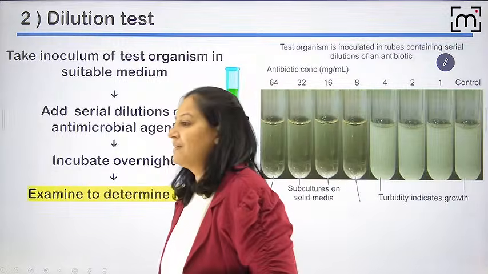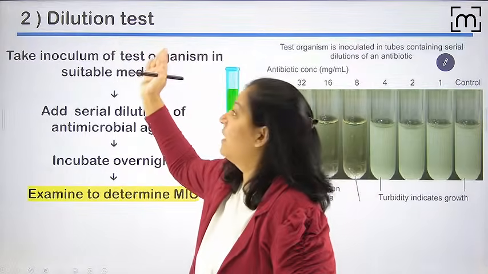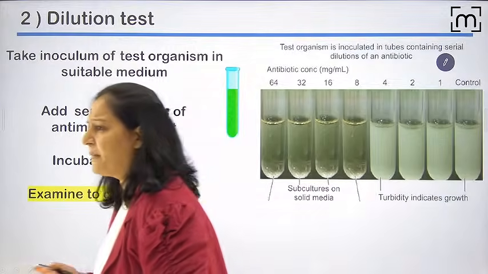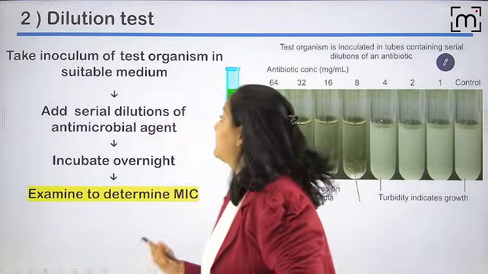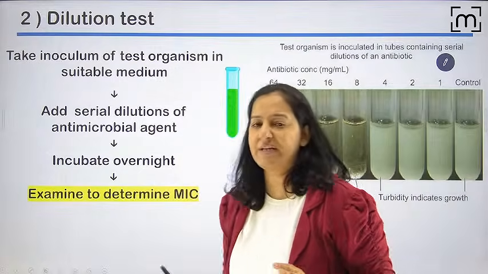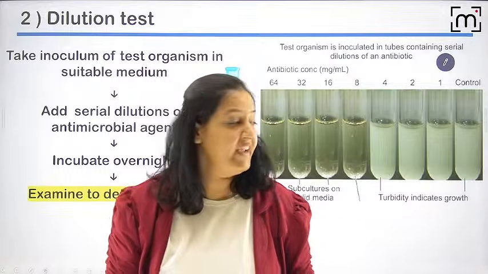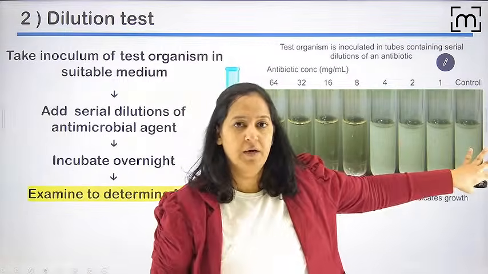The second method is dilution method. This diffusion is done. Now we are coming to the second method, the dilution method. Here we don't take Mueller-Hinton agar. We don't take the filter paper. We take a series of test tubes.